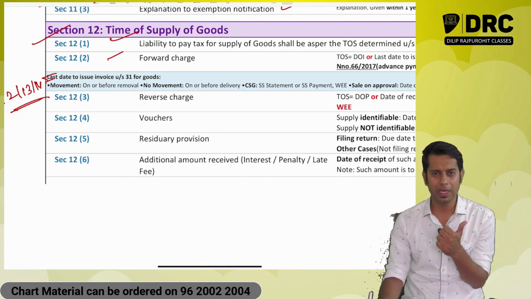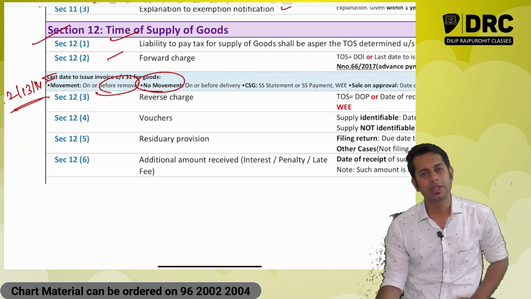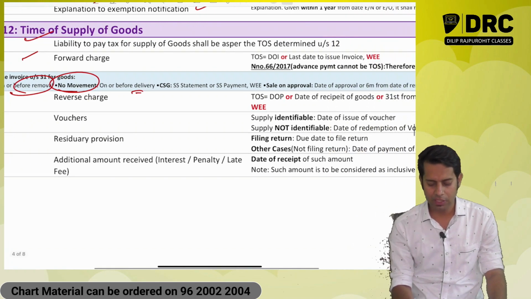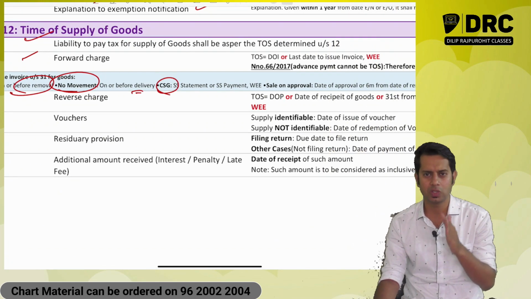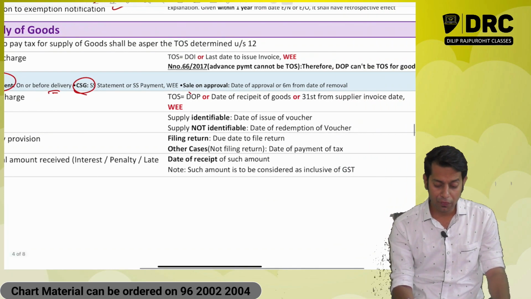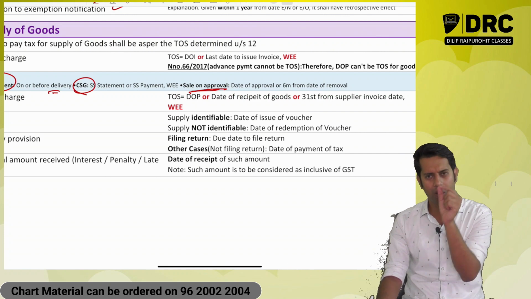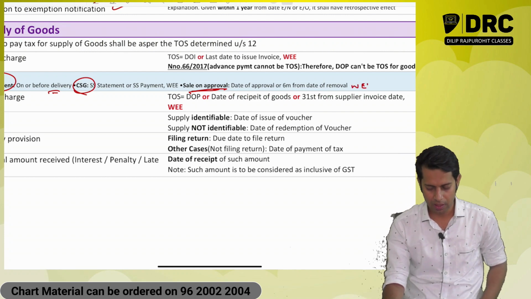If the supply which you are making involves movement of goods, on or before removal, the invoice is required to be issued. If the supply does not involve movement of goods, then on or before delivery, the invoice is required to be issued. If it is a case of continuous supply of goods, successive payment dates or successive statement date, whichever is earlier. If it is a case of sale on approval basis, the invoice is required to be issued on the date of approval or 6 months from the date of removal, whichever is earlier.